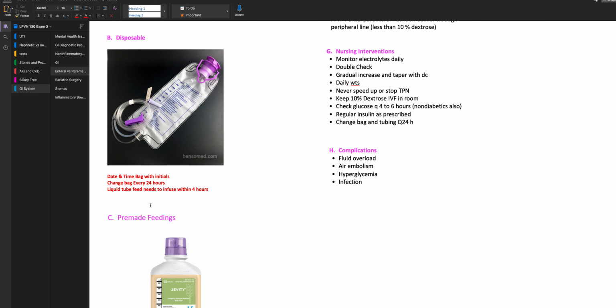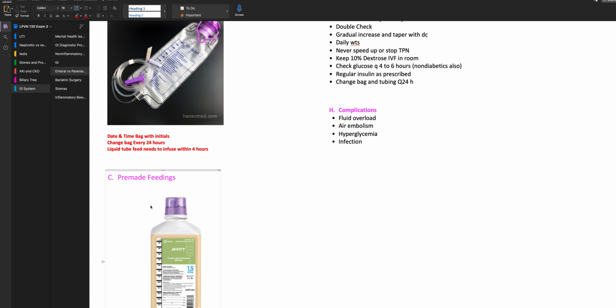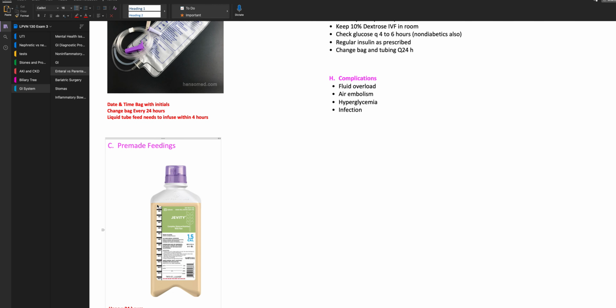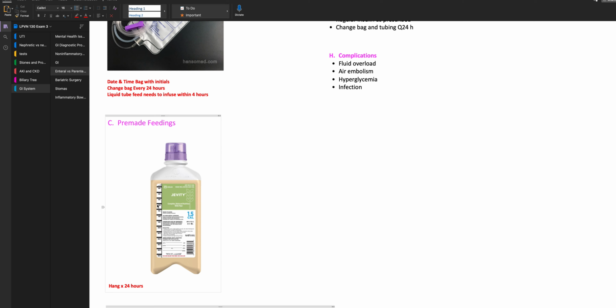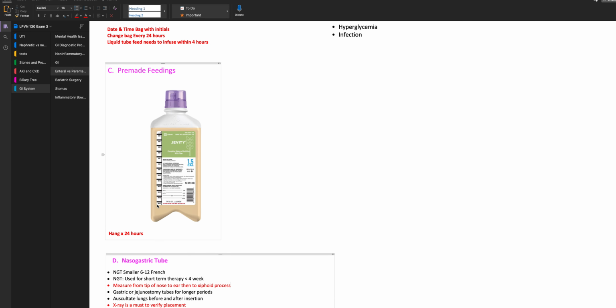Now, if you have pre-made feedings, this is what I see more of. It will come with tubing and stuff, and you can hang this for 24 hours. So that's the way to go.